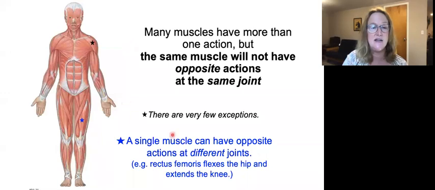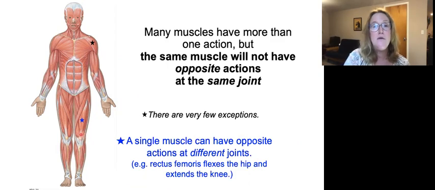As I said, it's not unusual for a single muscle to have opposite actions at different joints. So I mentioned the hamstrings. Rectus femoris here, which is one of our quadriceps, is another example. It crosses anterior to the hip and anterior to the knee, which means it will flex the hip and extend the knee.